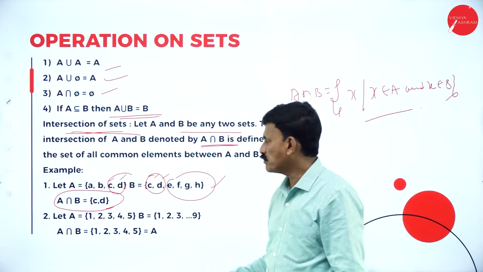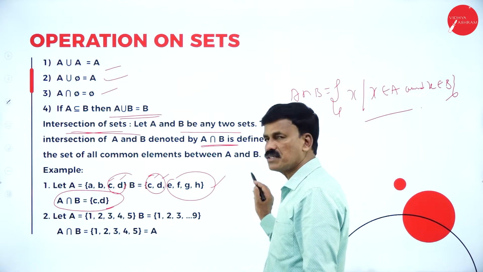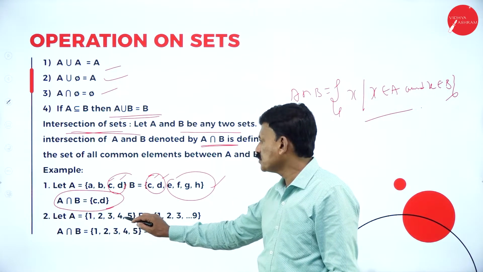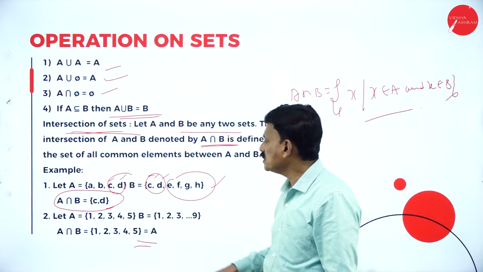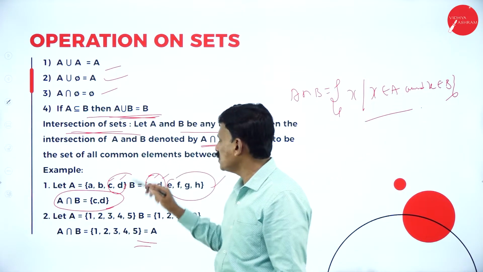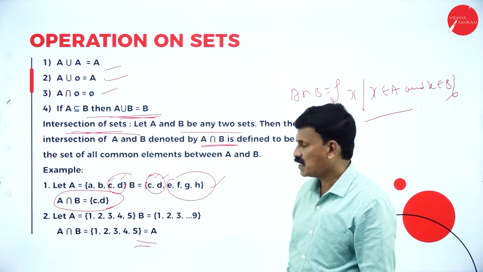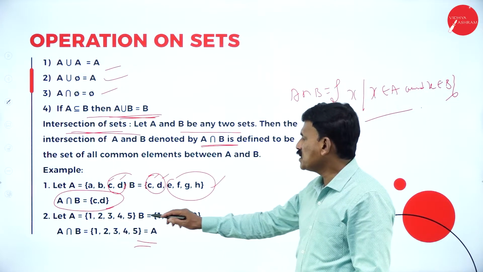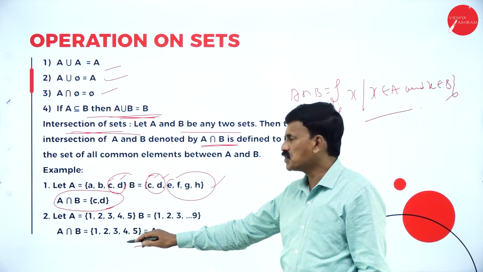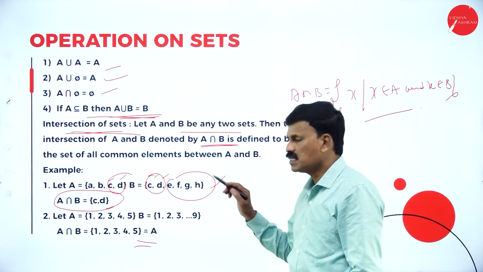Let me take one more example. Let A = {1, 2, 3, 4, 5} and B = {1, 2, 3, 4, 5, 6, 7, 8, 9}. Then the intersection of these two sets is A ∩ B = {1, 2, 3, 4, 5}. That is equal to A itself, because A is a subset of B. So if A is a subset of B, then A ∩ B is equal to A, right. The intersection of these two sets is nothing but the set A itself, {1, 2, 3, 4, 5}, because all the elements of A are elements of B.